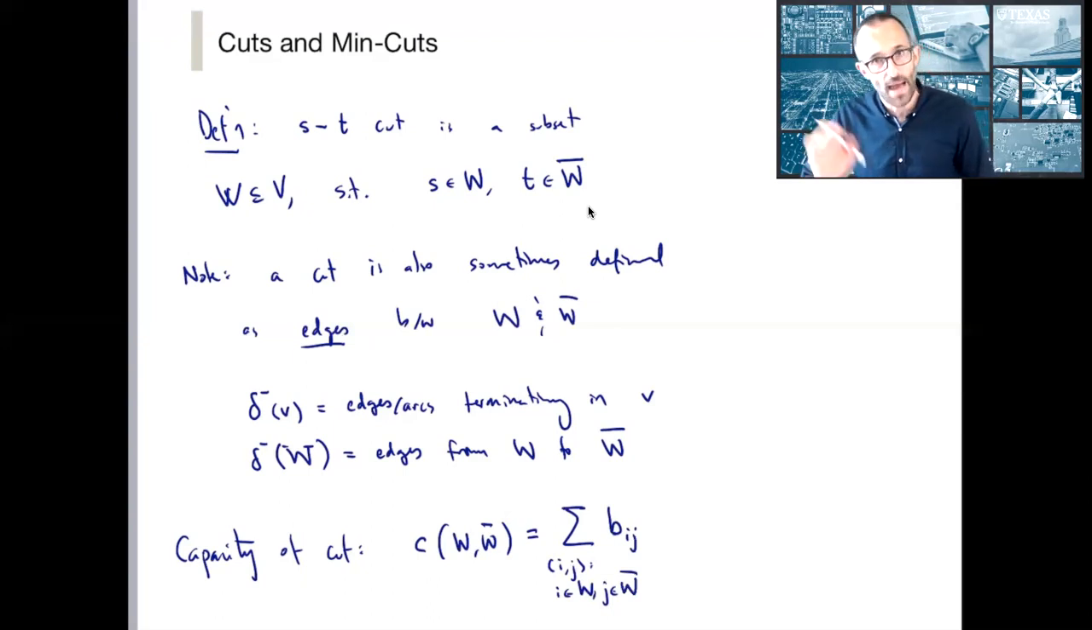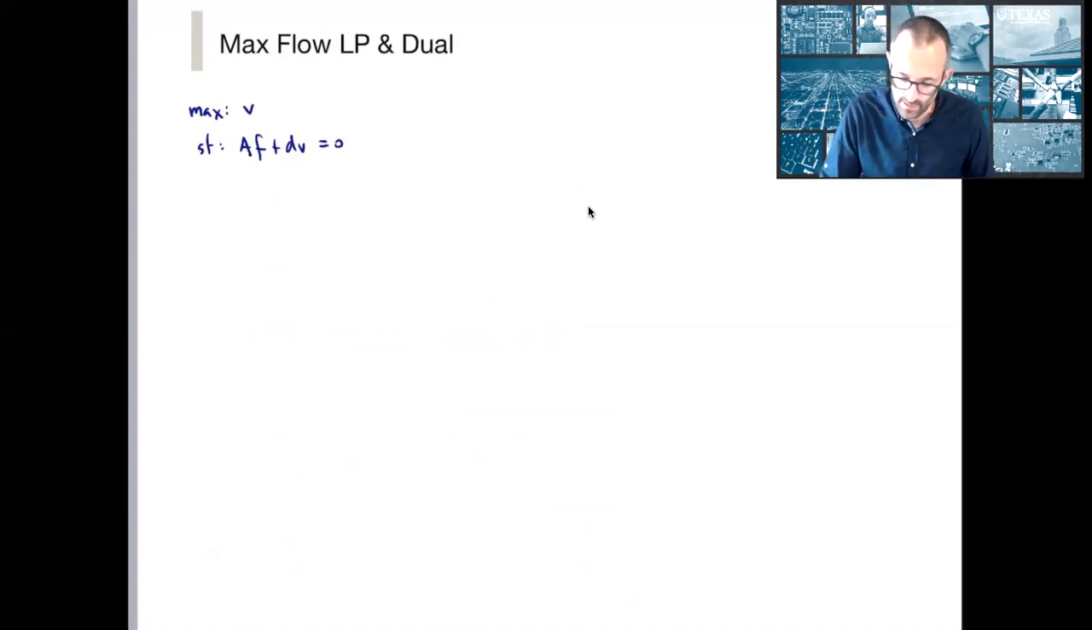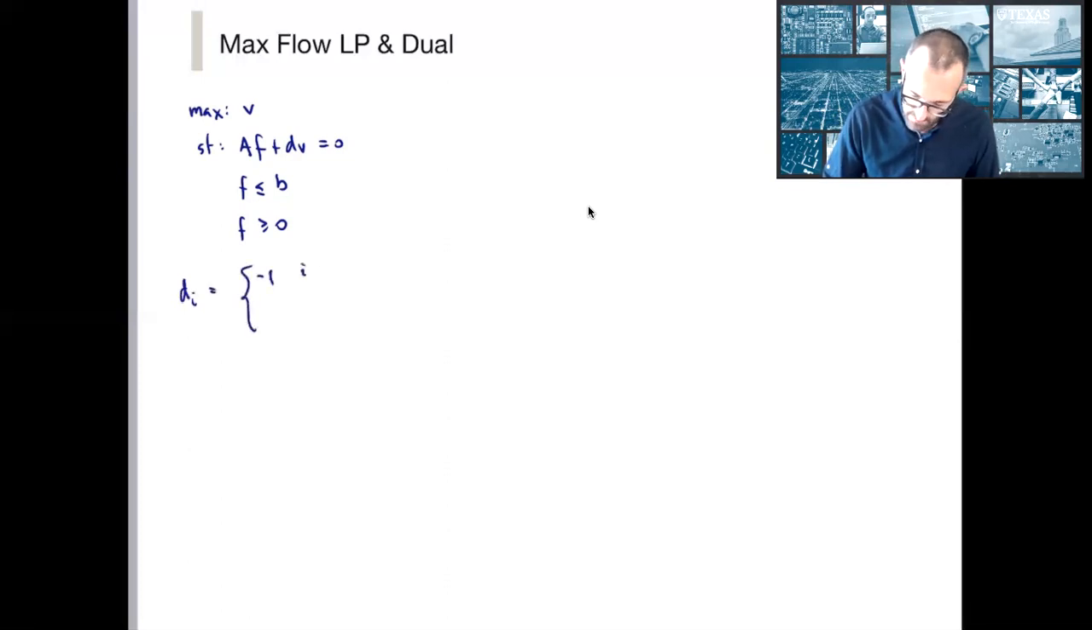So now we're going to look back at our max flow LP, and we're going to look at its dual, and you can probably guess where we're going. The solutions to the dual of the max flow LP are going to be cuts. So the max flow LP, once again, we've seen this now a number of times: max v, subject to AF plus Dv less than or equal to 0, as again we've discussed, these are equivalent, so we just write whatever is more convenient. F less than B, F greater than 0. Just for form, I wanted it to really look like the dual of a primal, so I wrote it as minus F less than or equal to 0, but this is the same thing. And again, remember that D is this vector where D_i is equal to minus 1 if i is S, plus 1 if i is equal to T, and 0 otherwise.